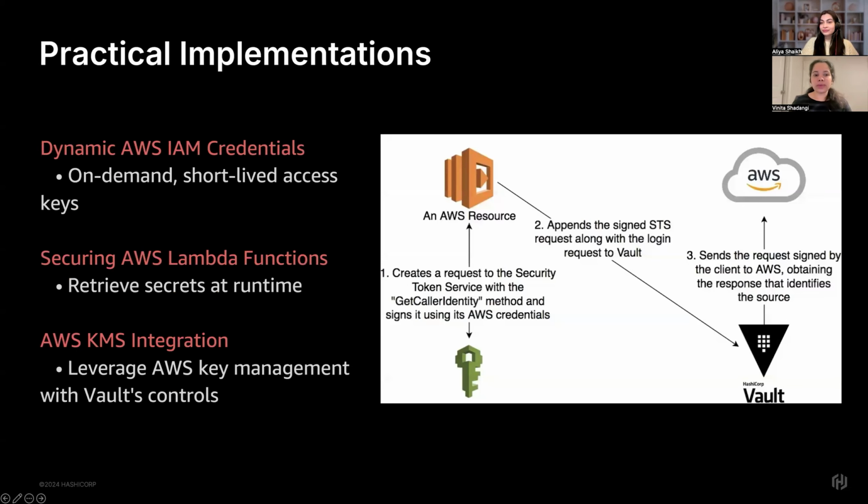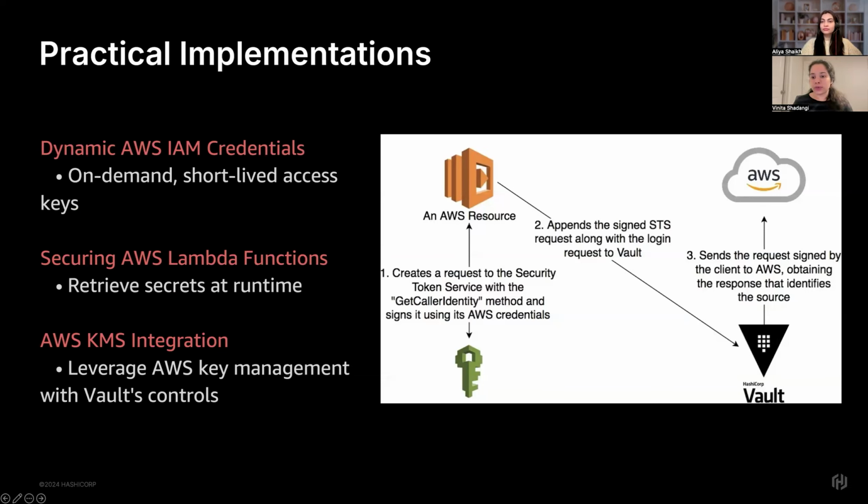Great. Now let's talk about some real world implementation. Let's look at some practical implementations of Vault in AWS environments. The very first one is dynamic AWS IAM credentials. This is one of the most powerful features of Vault and AWS integration. Instead of creating and distributing long-lived AWS access keys, Vault can generate short-lived just-in-time credentials.